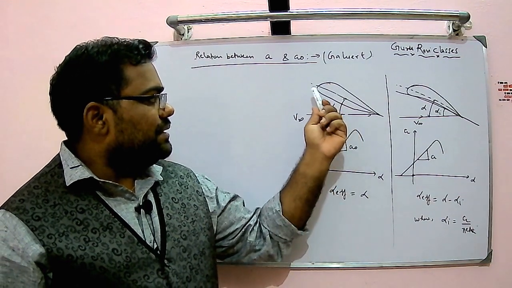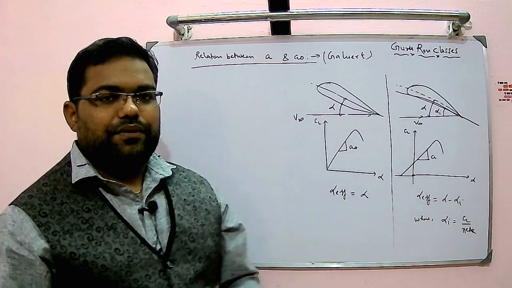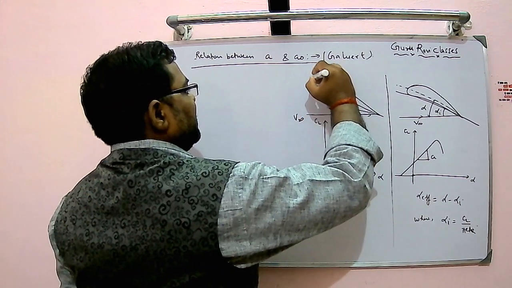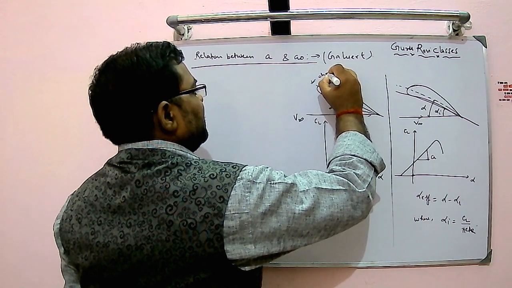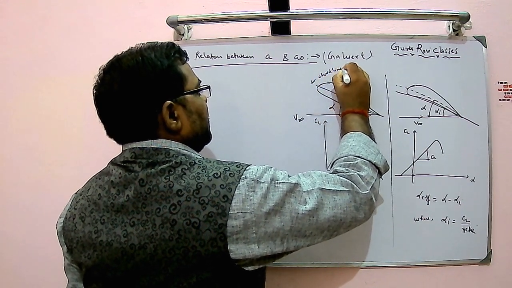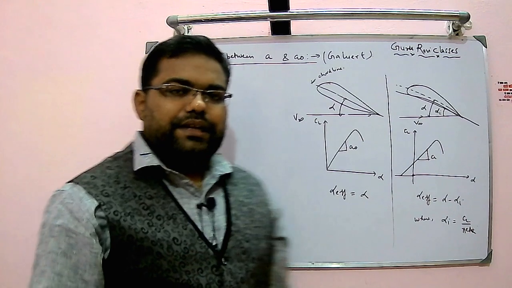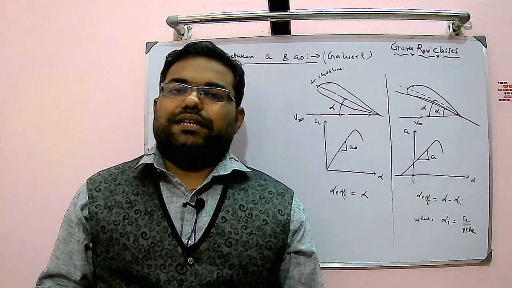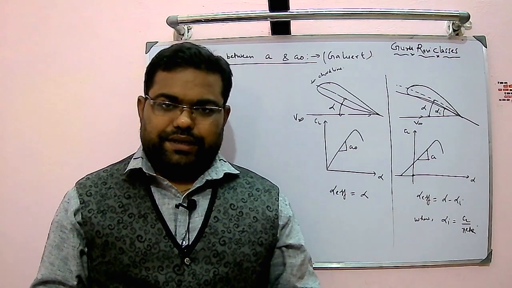If we look at this one, this is the case of a symmetric airfoil, in which the chord line and mean camber line coincide. So we can consider this as the chord line. The angle between the chord line and the relative wind is known as the angle of attack. Already we have defined that.